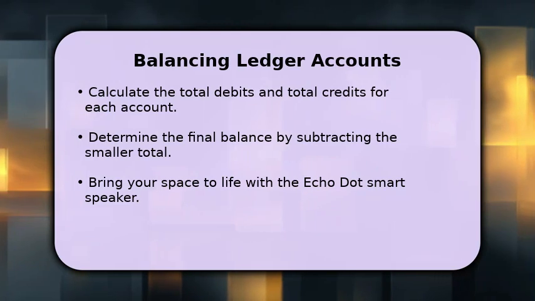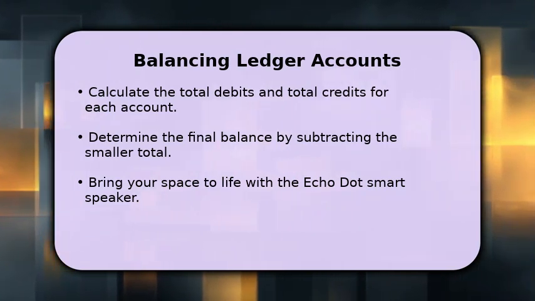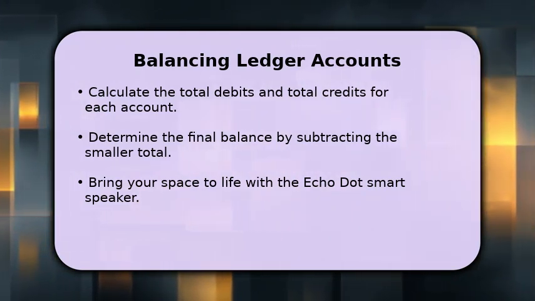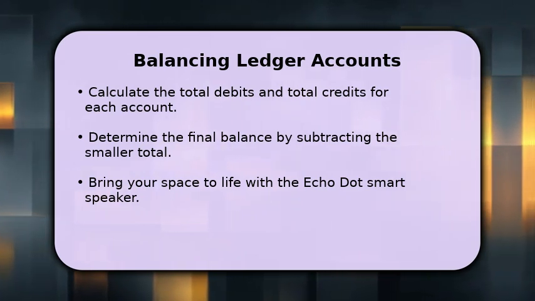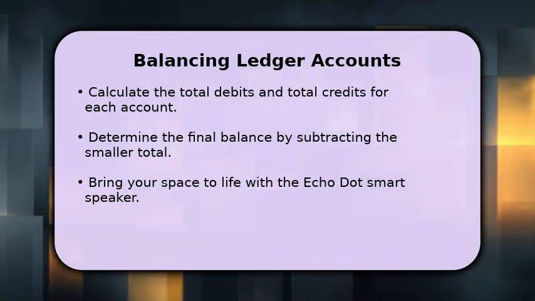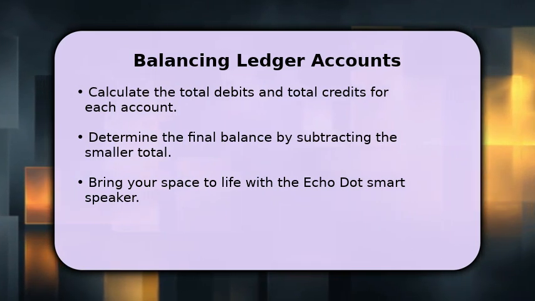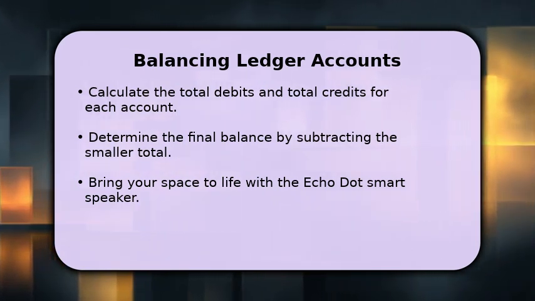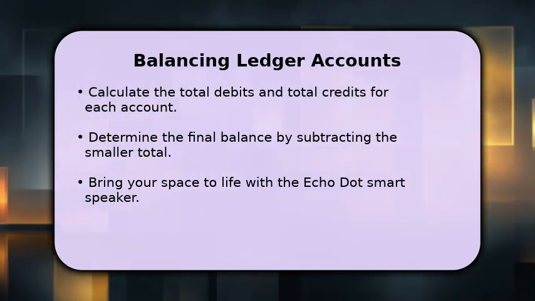Finally, it's time to balance your ledger accounts. For each T account, sum up all the debit entries and all the credit entries separately. Then, subtract the smaller total from the larger total to find the account's balance. This balance is typically carried forward to the next accounting period.